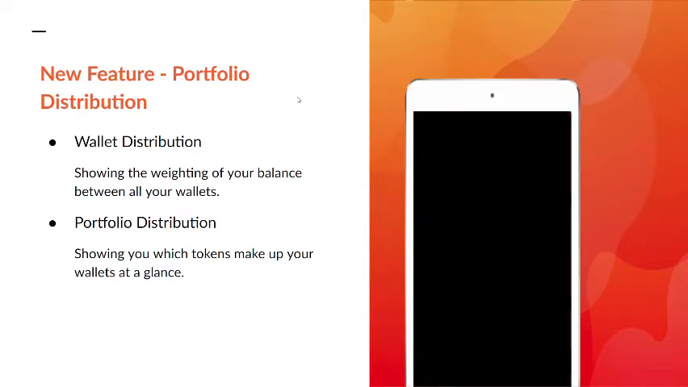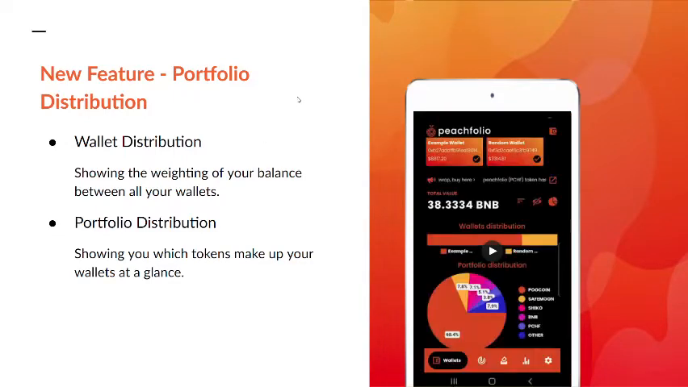The next feature is one that you probably will have seen before if you've been following us on our YouTube channel. We had recently several videos showing what the app looked like on an iPhone, and in some of the videos I know that we already sort of teased this as a feature, but what it is, it's about portfolio distribution. So you're able to very quickly see the weighting of your balance between all your wallets, but also you can have a look and see a little pie chart to show up which tokens make up your wallet at a glance. So again, we have another little video here.